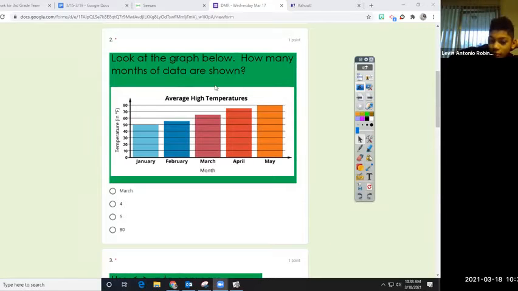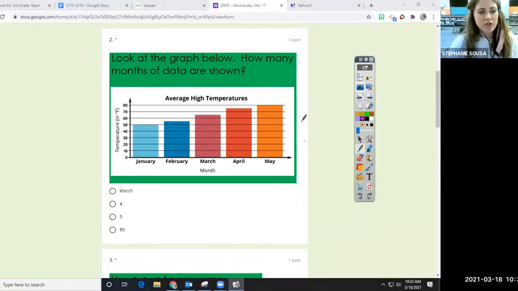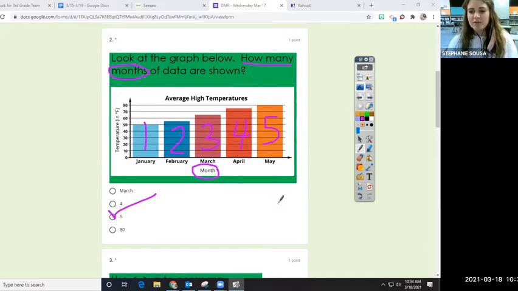It says, look at the graph. How many months of data are shown? Okay. We look down here, we see the word month. Look right here in our question. It says the word months. It's a how many question. So let's count the months. 1, 2, 3, 4, 5. 5 months. 5 months total of data. Questions?